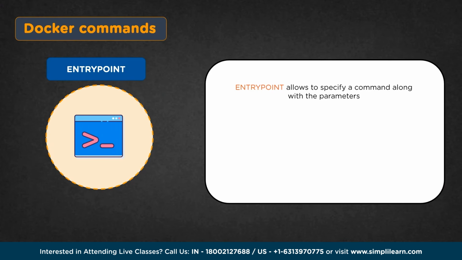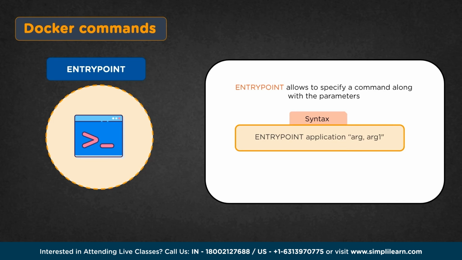Right, now let's talk about the ENTRYPOINT over here. Now ENTRYPOINT allows you to specify a command along with the parameters. Let's say that you want to run a particular command in the Docker container. ENTRYPOINT is something which you can use to refer to that. So application is the command which you're trying to run, and then you can give some arguments to that, and argument 1 is what you're trying to run over here.